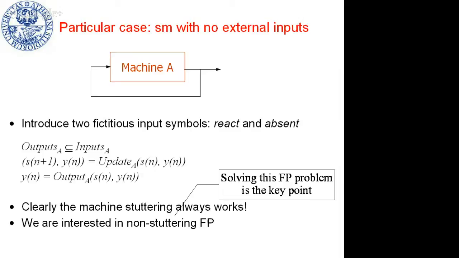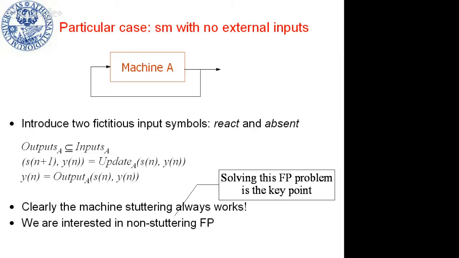So, we're interested in reactions that do not include the stuttering symbol, the absent symbol. So, first prerequisite, for example, for having the simplest connection of a state machine with itself, like this, is of course that the input alphabet is a subset of the output alphabet. This is pretty simple, and I don't think there is anything new that needs to be said about this. Then you express the update function, like this. Only now the inputs are the same as the outputs. And so here is our update function that is a fixed point equation. Of course, we also have the states, but yn is on the left hand side and the right hand side.